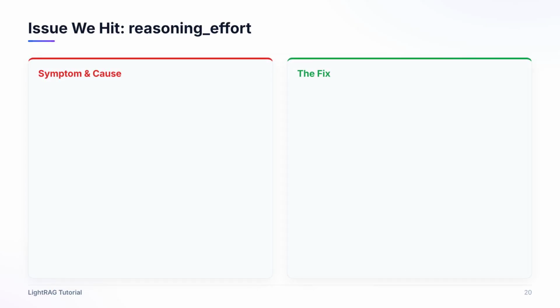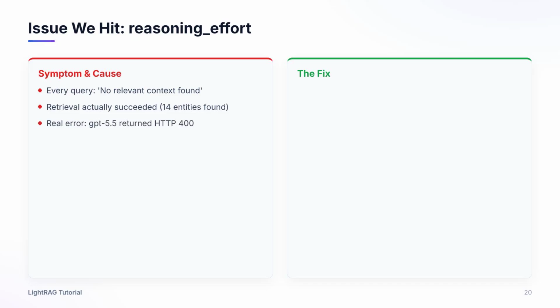Now the issues we hit, because real installs are never perfectly smooth. The first was sneaky. Every query came back saying no relevant context found, even though retrieval was clearly succeeding and finding 14 entities. The real error was downstream.